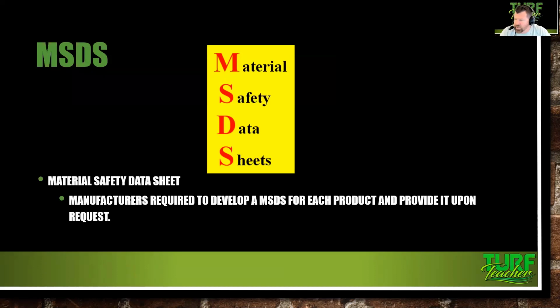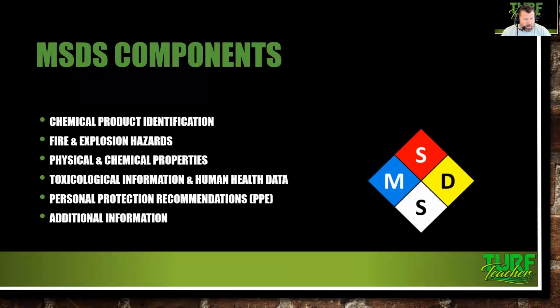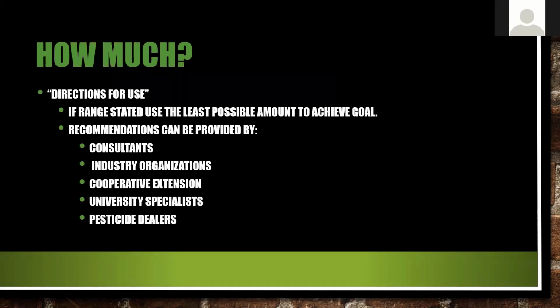Our material safety data sheets, MSDS. The manufacturer is required to develop an MSDS for each product and provide it upon request. Our components: it has the chemical product identification, the fire and explosion hazards, our physical and chemical properties, our toxicological information and human health data, and then our personal protection recommendations, or our PPE, and then any additional information. And then it may even talk about placards if we are having to transport our chemicals.